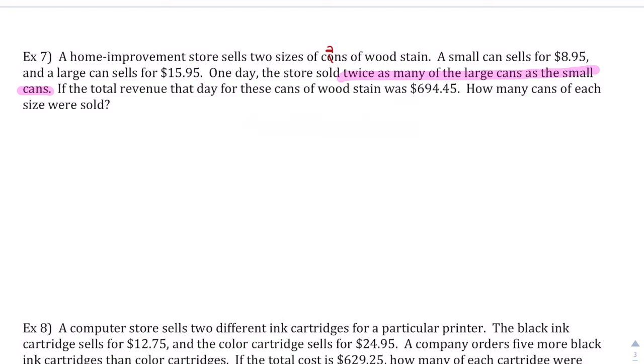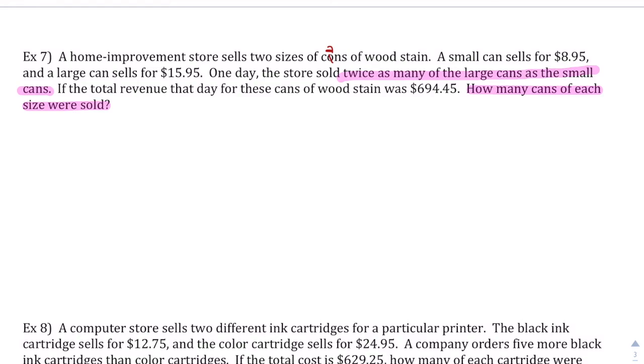If the total revenue that day for these cans of wood stain was $694.45, how many cans of each size? I told you the last sentence usually is the one they want you to find most of the time, but not always. So how many cans of each size were sold? Hint, hint, that probably is what you're going to use for your x.